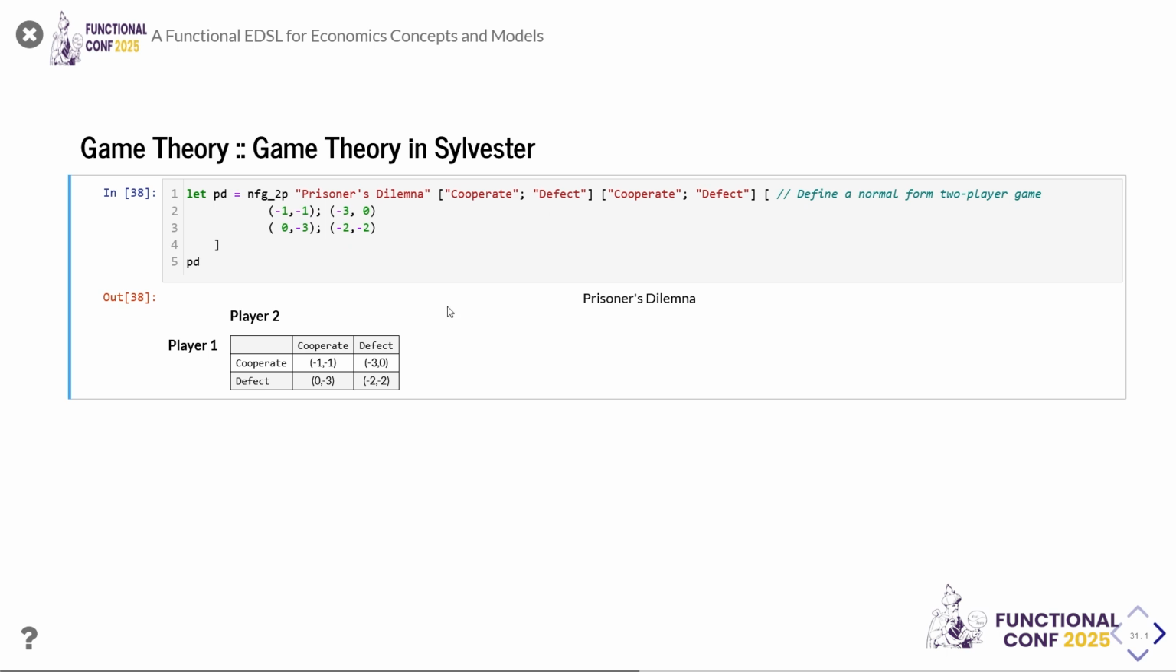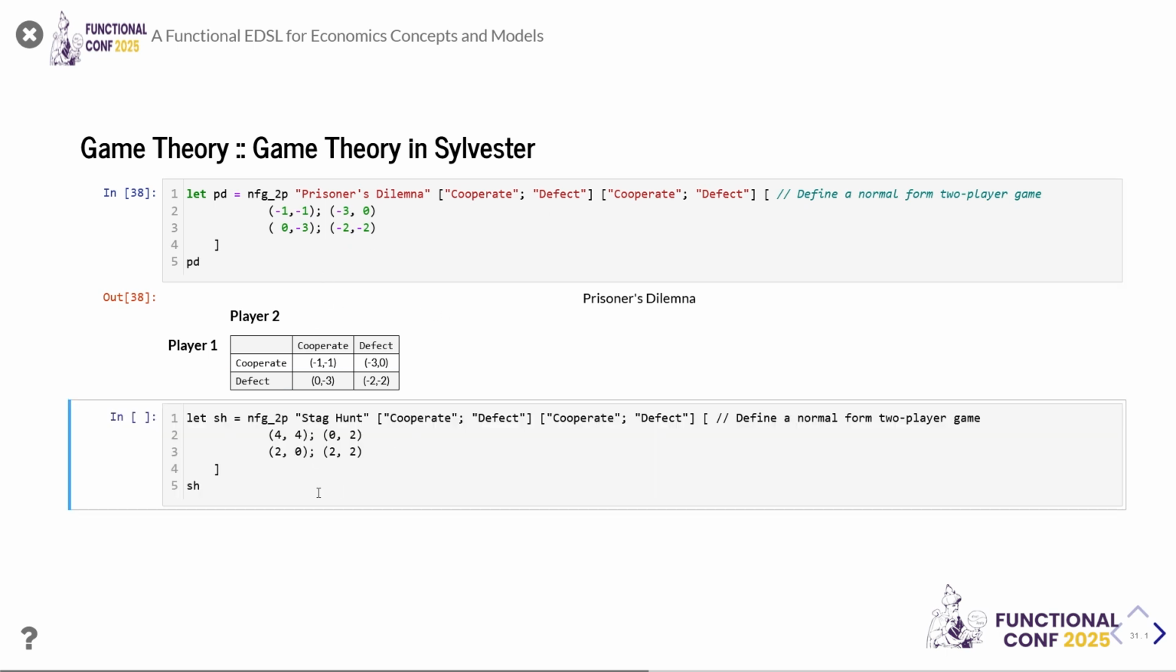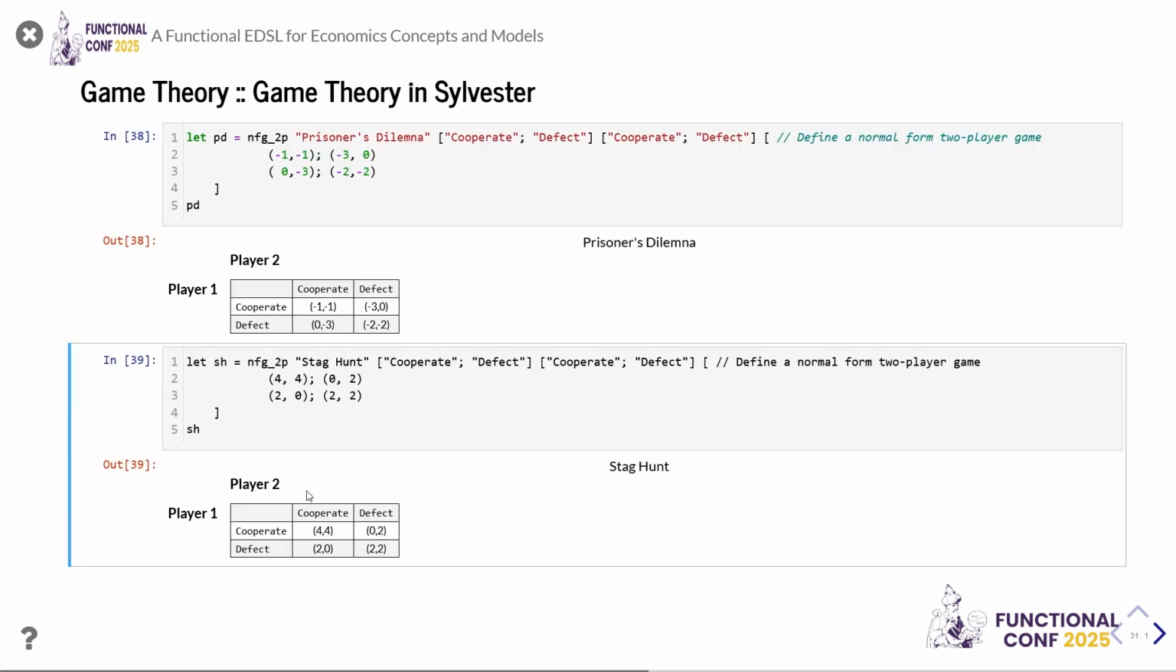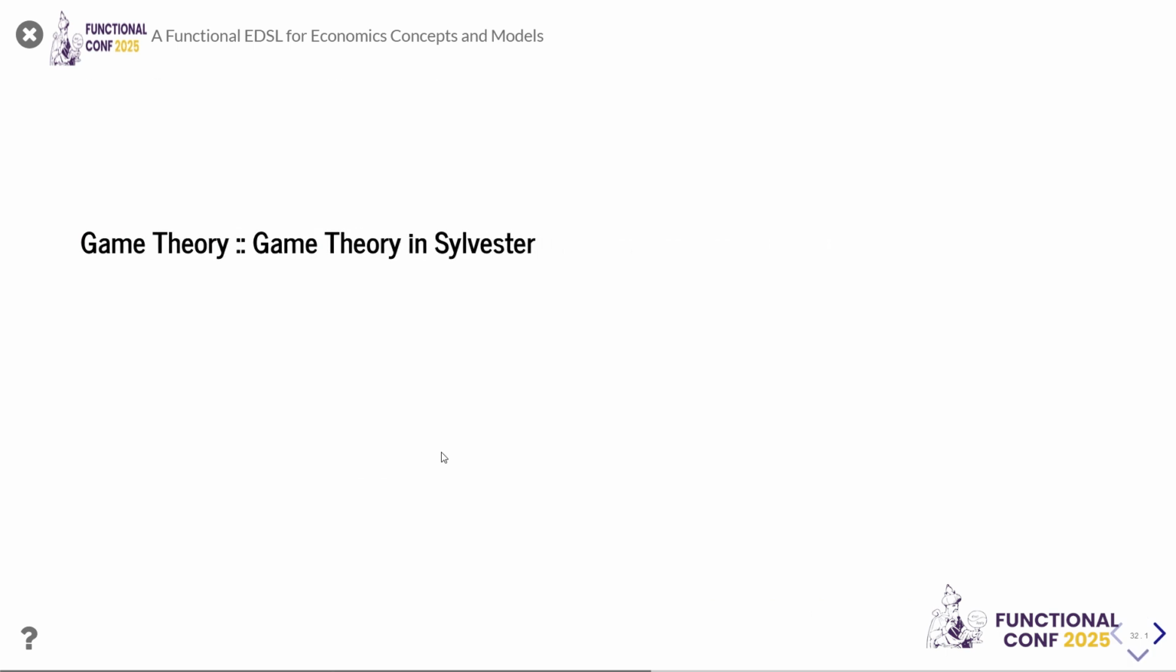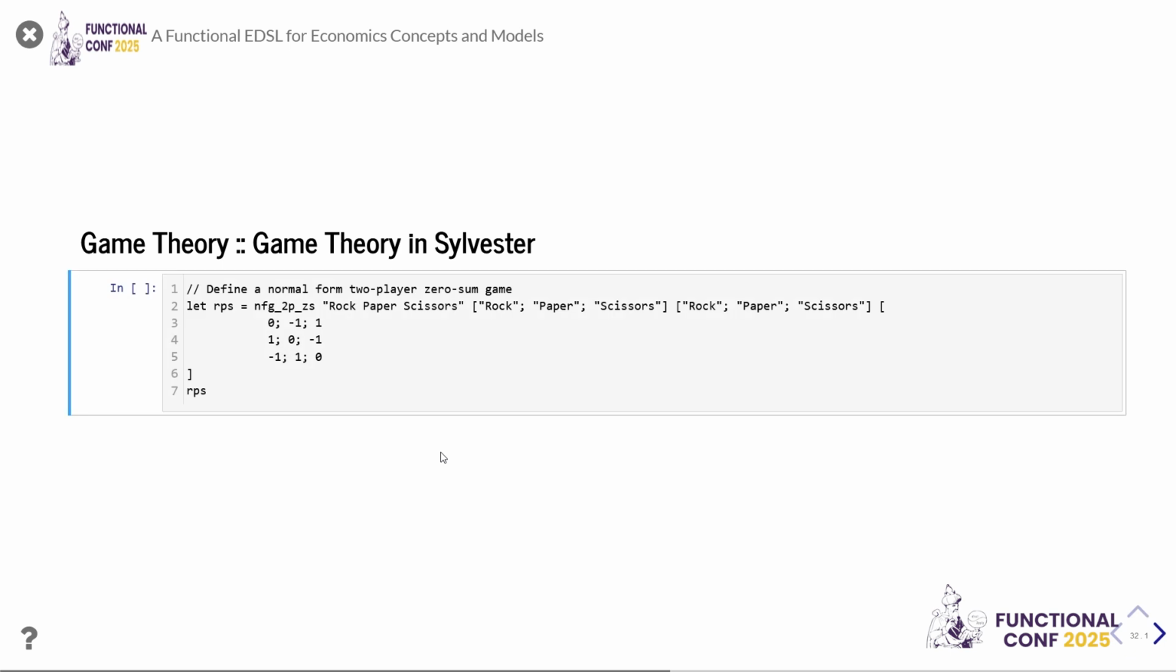These are our payouts, right? And this is our stag hunt. There's another type of game called stag hunt that we can represent. Okay, so this particular game is called a zero-sum game. And what happens in this game, for any player, the sum of what the payouts would be for that particular outcome is 0. So we only need the payouts just for one player to represent a zero-sum game.